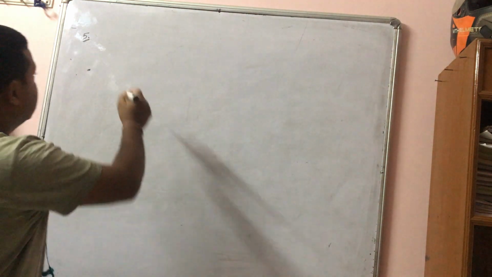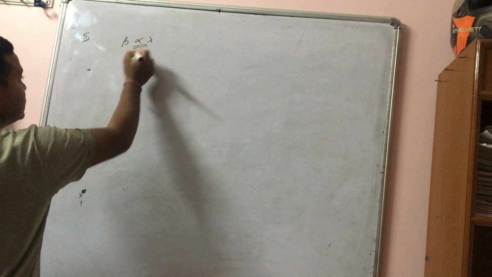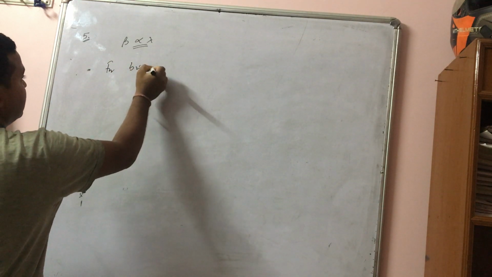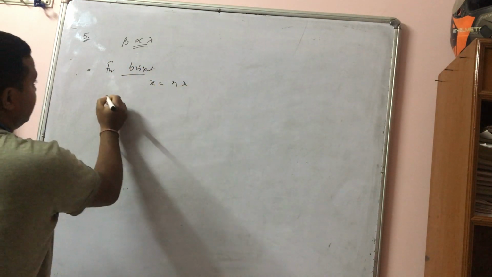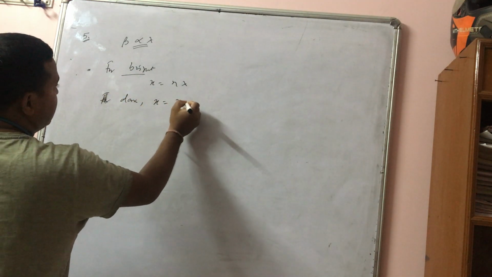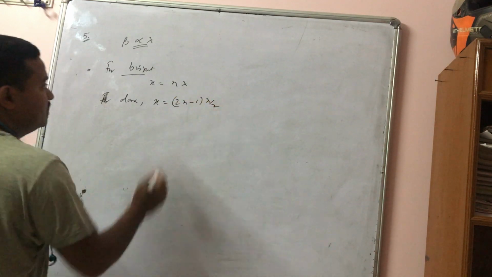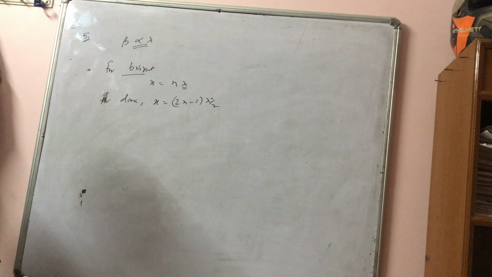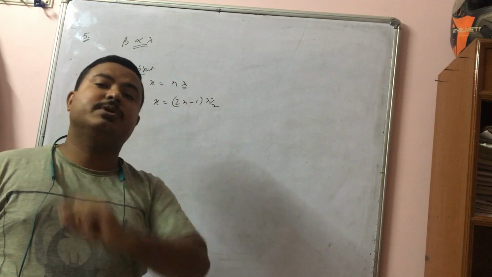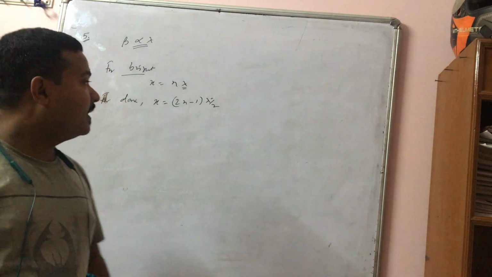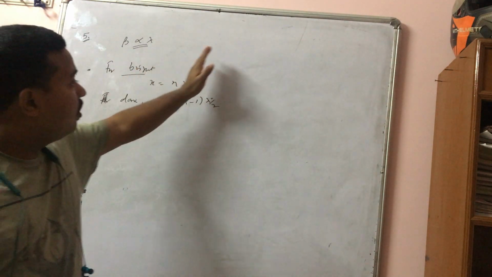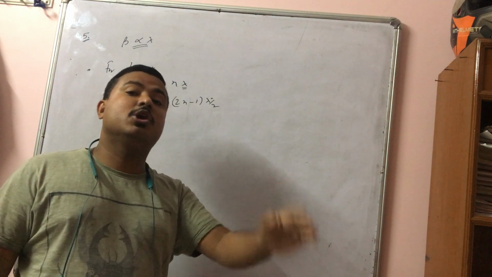Because you know beta depends on lambda, as well as the position of bright and dark fringes. For bright, the path difference will be n lambda. For dark, the path difference will be (2n minus 1) lambda by 2. This is a wavelength, okay? So what I am saying is that if we use white light in Young's double slit experiment instead of monochromatic, the whole fringe setup will be colored. But all the colors will not be visible. All the 7 colors will not be visible.